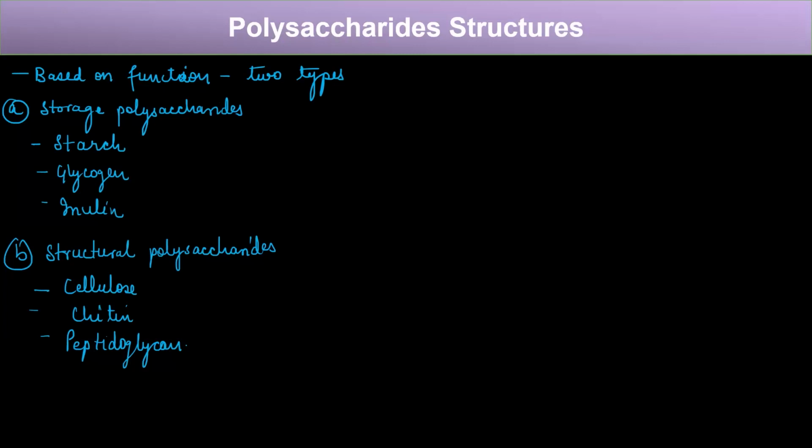So let's start with the storage polysaccharide. The first one is the starch. So what is starch? Starch is a polymer of alpha D glucose. Since it consists of only one type of monomer molecule, that is alpha D glucose, starch is a homopolymer. It is homopolymer in nature. And structure, if you see, it is branched.